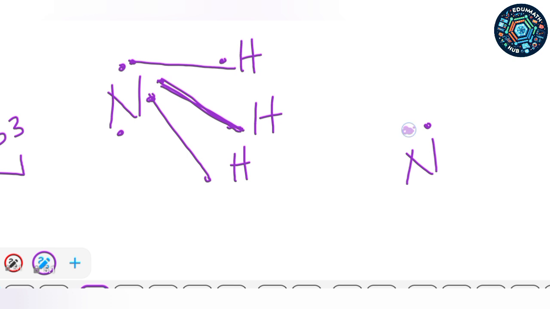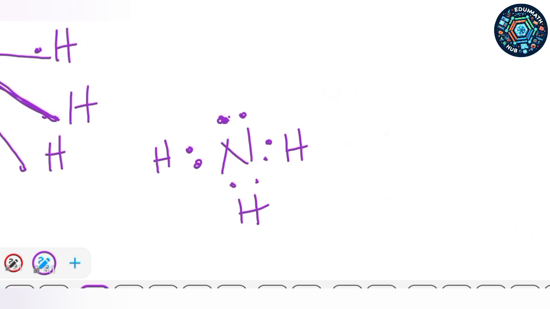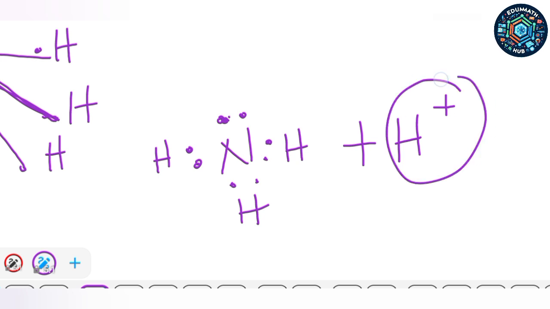These are the 2 electrons that are not used. Then you have 2 electrons here for 1H, 2 electrons for 1H, then another 2 electrons for another H. So this is ammonia molecule. Now when this ammonia molecule combines with an H+, H+ is what is called proton. It does not have any electron. You can see it's just plus.